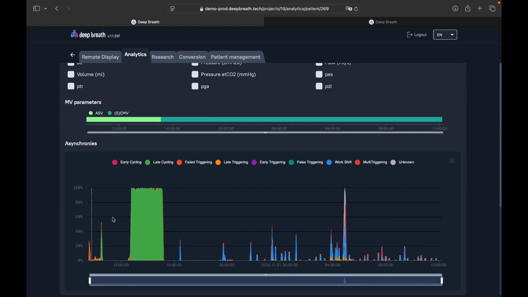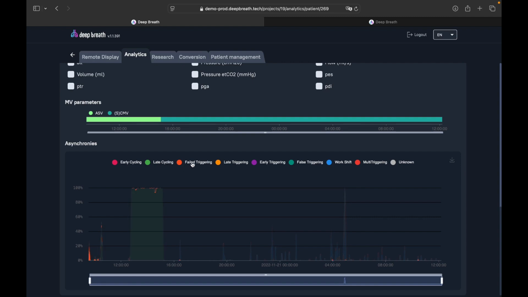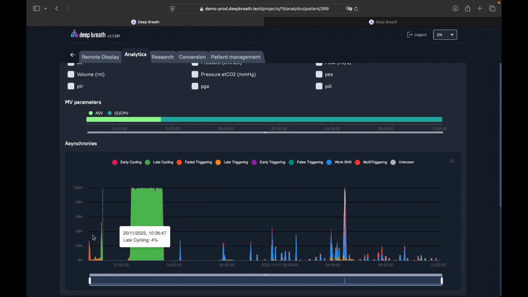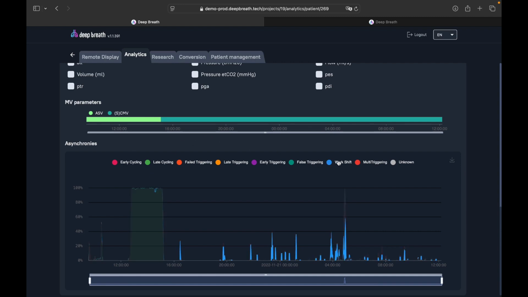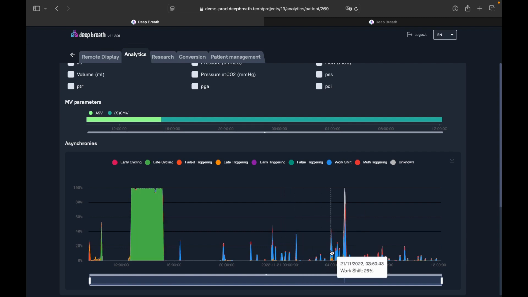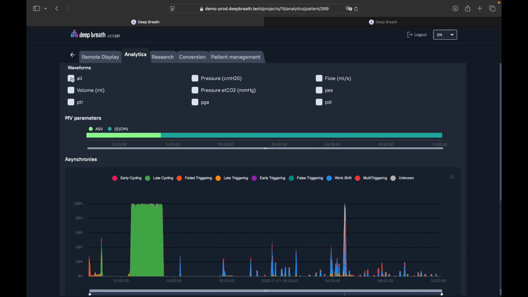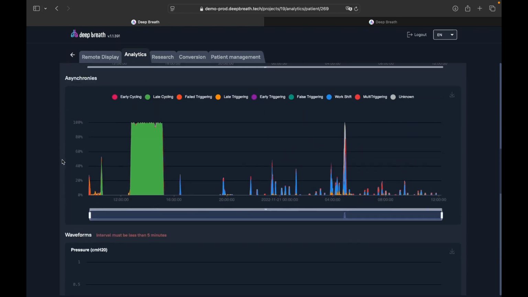We see in one chart all the information about all kinds of asynchronous cycles according to the whole time of ventilation. We see that in the very beginning there was a lot of late cycling in ASV mode, and later in volume control it was periodical workshift, quite severe flow hunger. What is very important, we don't need to believe that it was correct.